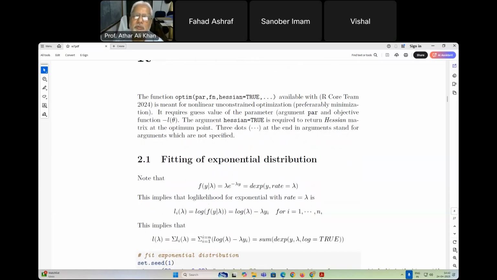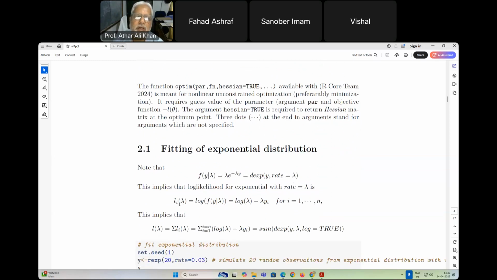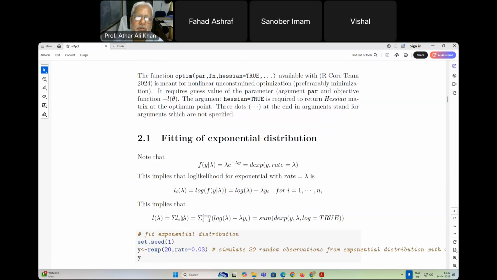Now, fitting of the exponential distribution, this is a very simple problem. This is the distribution, which is nothing but dexp. This is the value of the density, dexp(y, rate = lambda). This implies that the log likelihood for the exponential with rate equal to lambda is L_i(theta) equal to log of f(y_i given lambda), which is log of lambda minus lambda y_i. This implies L(lambda) is equal to the summation of L_i(lambda), which is the summation of log of this. And this is nothing but sum(dexp(y, lambda, log = TRUE)). Log equal to TRUE returns the log values of these things.